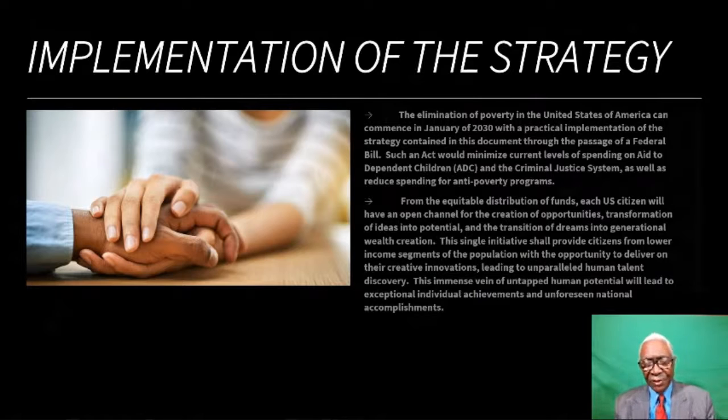Implementation of the strategy for the elimination of poverty in the United States of America can commence, and we are stating, as early as January of 2030. That's with a practical implementation of the strategy contained in this document through the passage of a federal bill. Of course, we would like for that to commence much earlier, but the current number of people who are aware of the Census Wellness Wealth Empowerment Act, or CWE Act, is small, so it's going to take time to build the groundswell. We have to educate the public on this proposed legislation, as well as there may well need to be a change of attitude in the current makeup of Congress, the House of Representatives, and the Senate. Attitude can change swiftly, but if attitude does not change, then those who are currently seated in the halls of Congress may have to change.